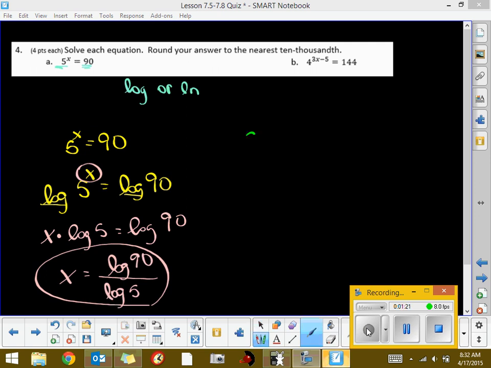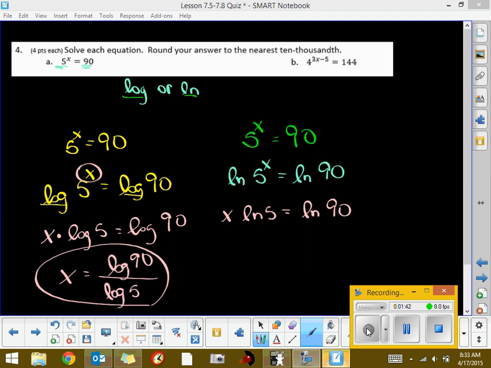We could also have gone this other route. Since we have both common log and natural log, you can use either log to help you undo exponents. What I'm going to demonstrate here is that you can take the natural log of both sides and end up at the same conclusion. So we're still going to use our power rule. It's x times the natural log of 5 equals the natural log of 90. And that means x is equal to the natural log of 90 divided by the natural log of 5.